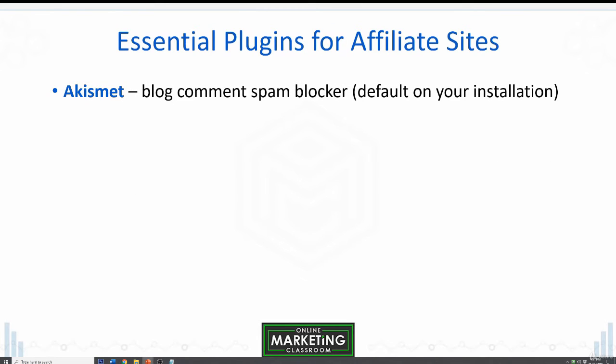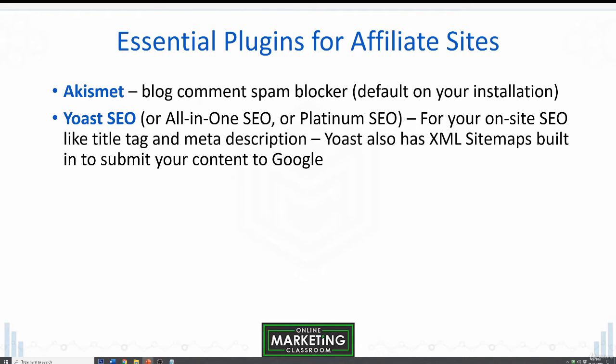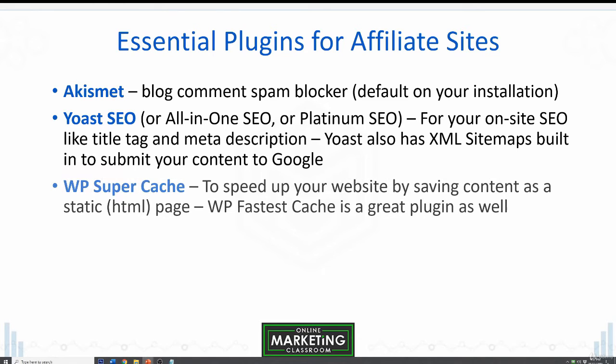We're going to use Akismet, which is the blog comment spam blocker, which is default on your installation. Yoast SEO. You could also use All in One SEO or Platinum SEO. This is for your on-site search engine optimization, like your title tag and your meta description. Yoast also has XML sitemaps built in to submit your content to Google, and this is a special file which you submit to Google so they can better search through and catalog your website.